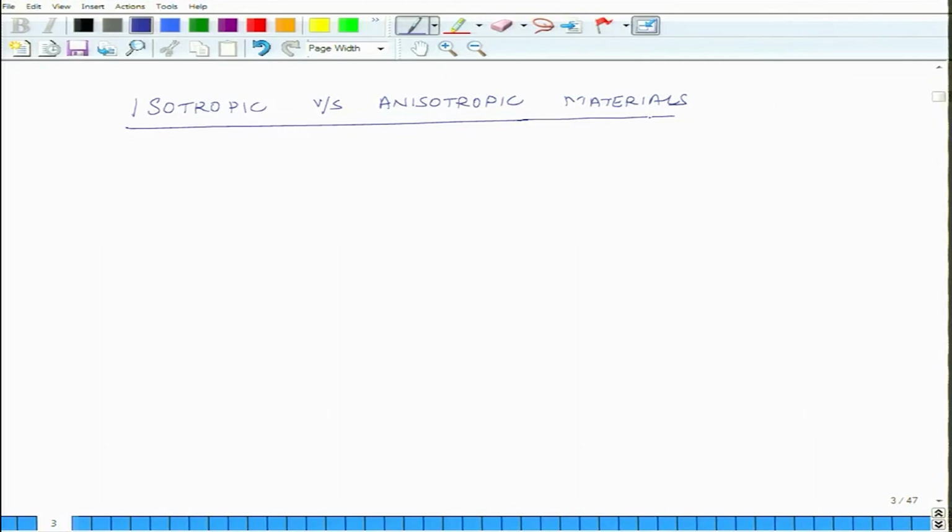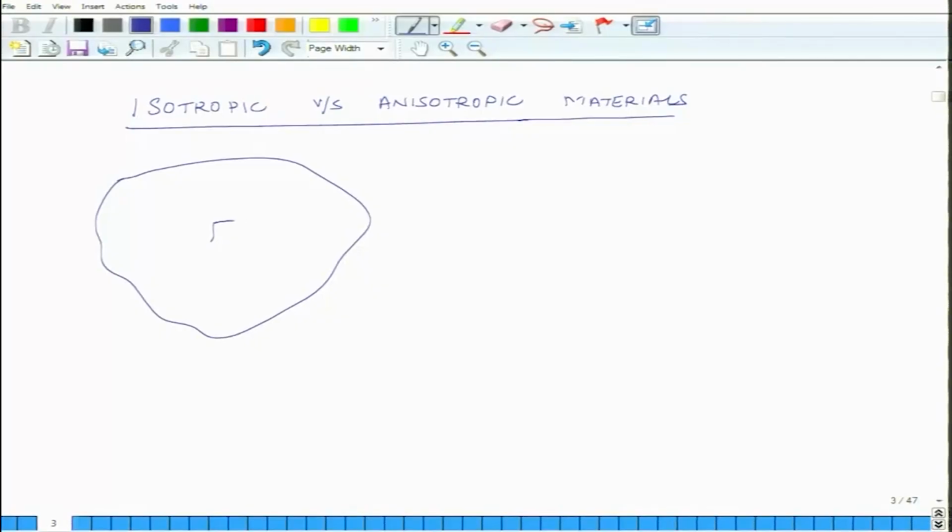Isotropic versus anisotropic materials. So, once again we consider some material and we want to figure out whether it is isotropic or anisotropic. So, how do we find out? What we do is you take a sample from a location, let us say sample number 1, and let us say you want to find out its Young's modulus.